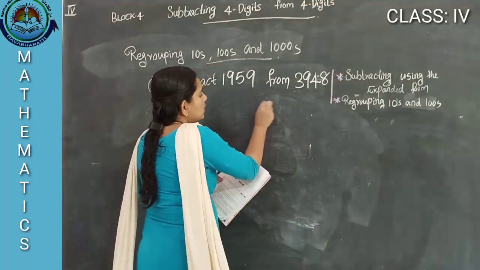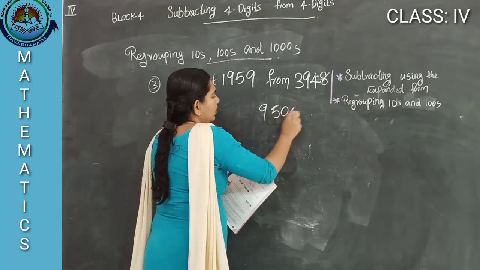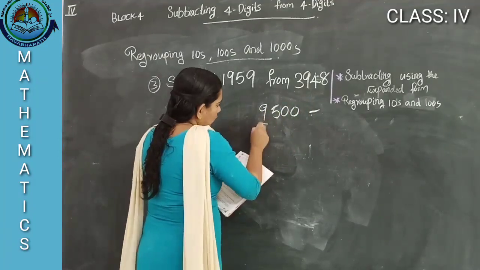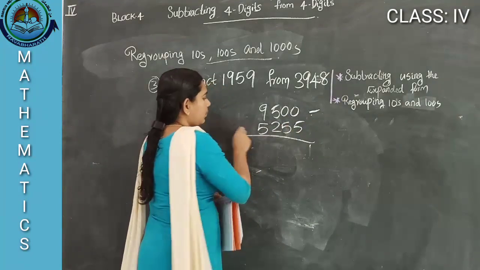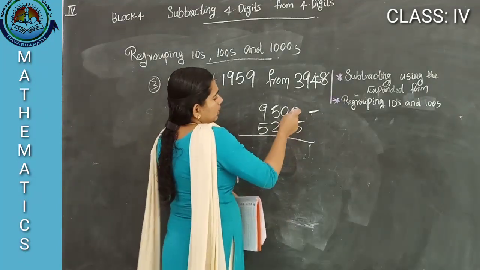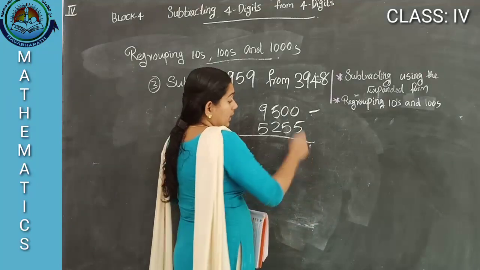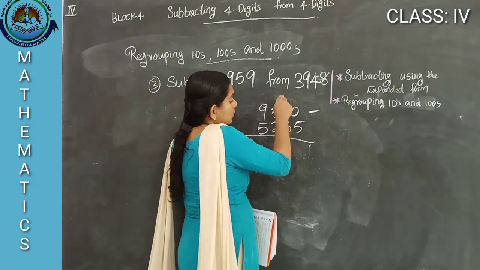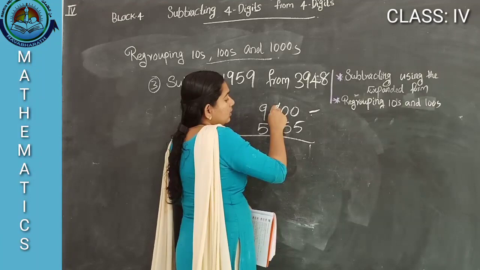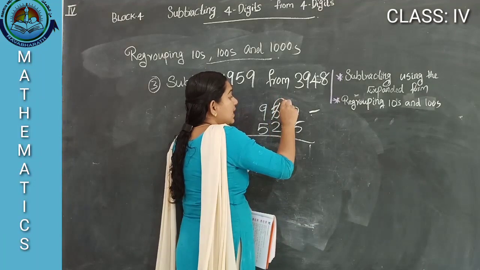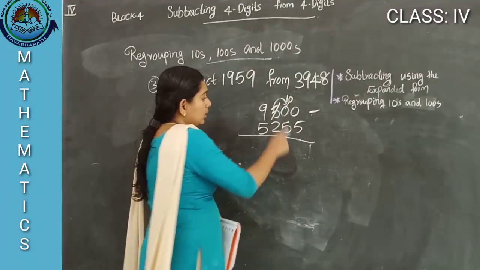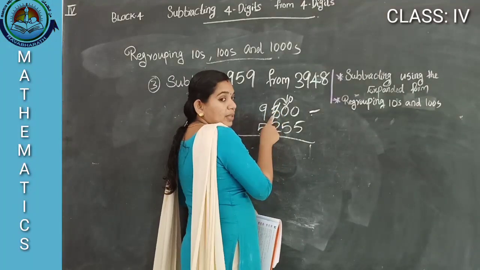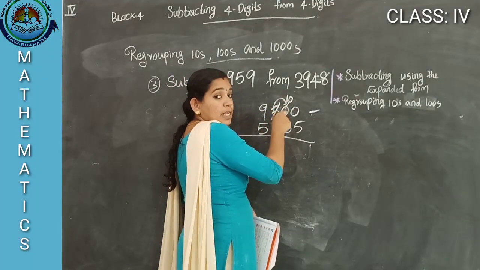Then 9,500 minus 5,255. 0 minus 5 is not possible. We are taking from here. Here there is no number. So we are taking 1 from the 100 place to tens place. The 0 becomes 10. Okay. That you remember. We are taking 1 from the 100 place to tens place only.